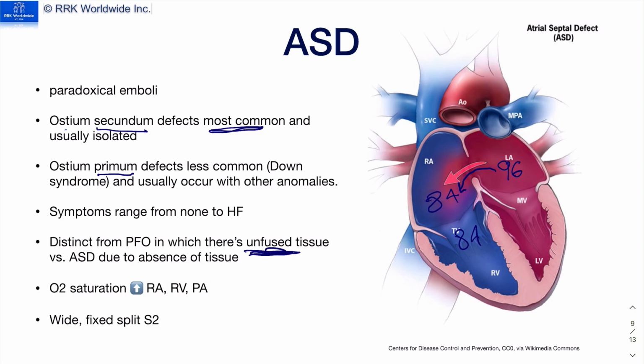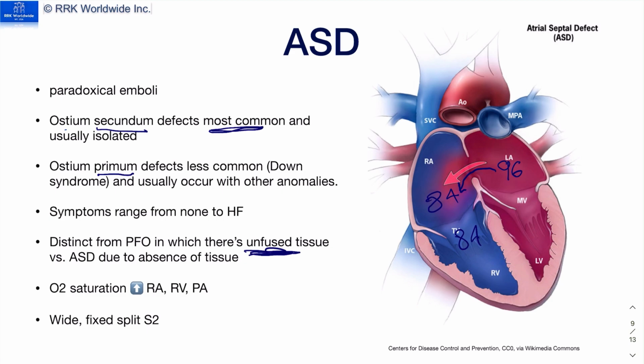Thanks a lot. Okay, so now let's move on. Oh, but before we move on to the auscultatory findings, there is something. When we talked about paradoxical emboli, we said PFO. It could also occur with an ASD, correct? Yes, that's true. It could also occur with an ASD. Okay, great. So now the auscultatory findings.